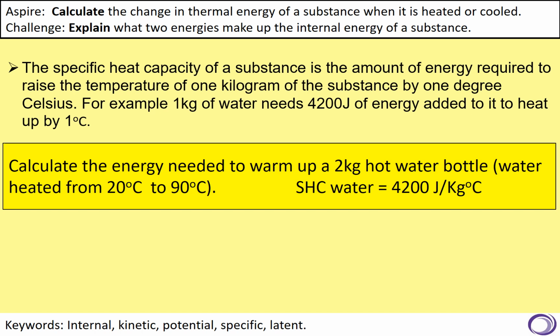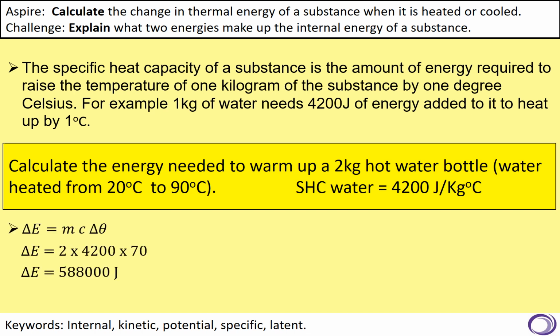This yellow box here is the types of questions that you might get. So calculate the energy needed to warm up 2 kilograms of hot water, and it's being heated from 20 degrees Celsius to 90 degrees Celsius. And we've got the specific heat capacity of 4,200 joules per kilogram degrees Celsius. So this is how you would tackle this question.